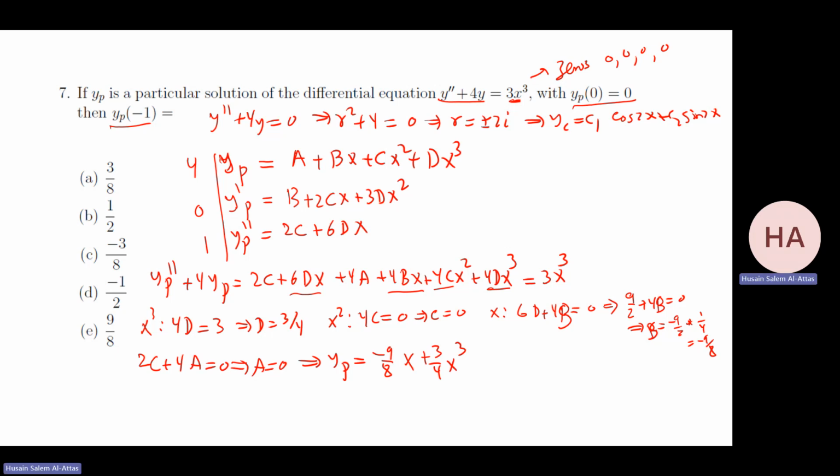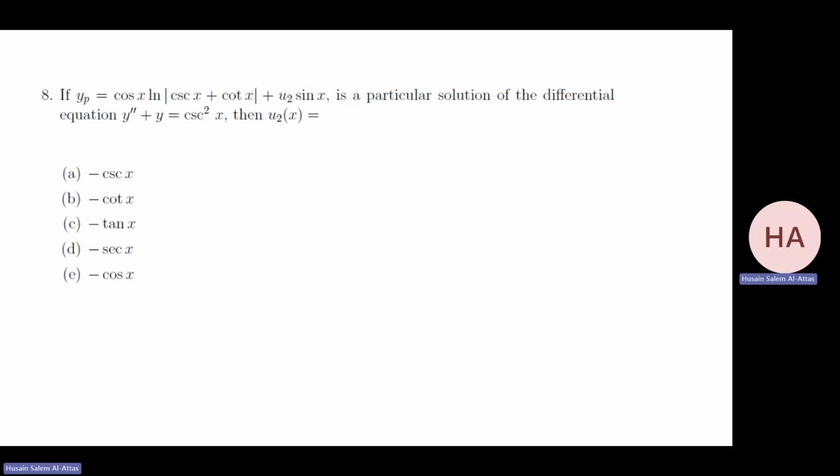Okay, just to see, he told you y_p at 0 equals 0. I think that's just for you to be sure that what you did is correct. We don't need this. y_p at minus 1 will be what? 9 over 8 minus 3 over 4, which is 9 over 8 minus 6 over 8, which is 3 over 8. So y_p at minus 1 equals 3 over 8.